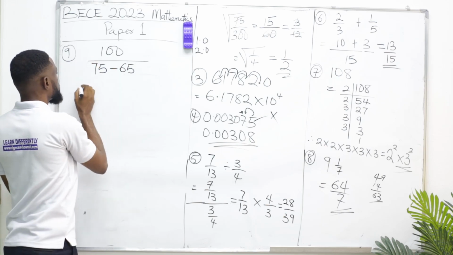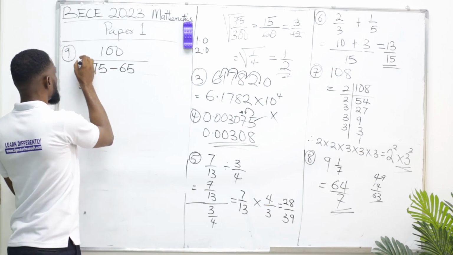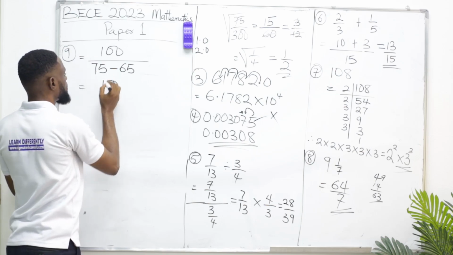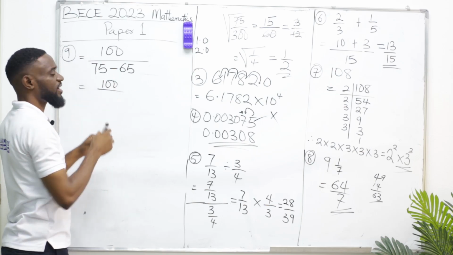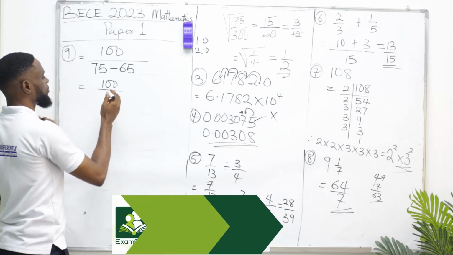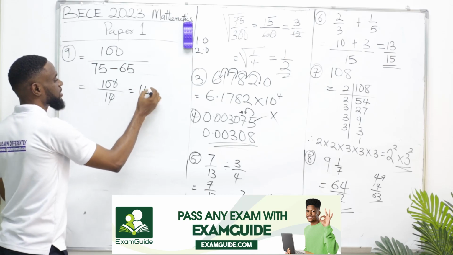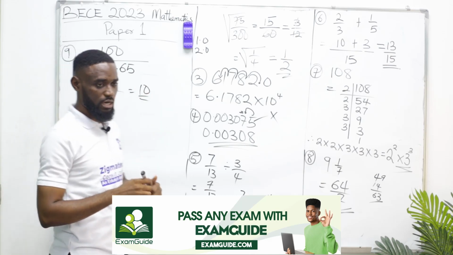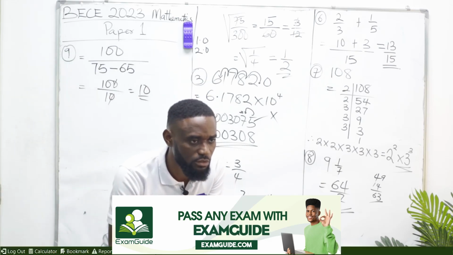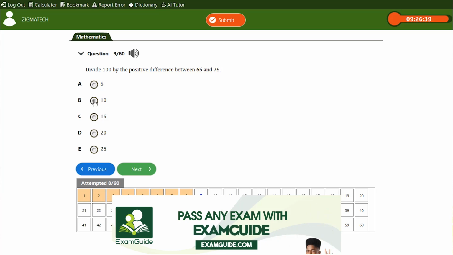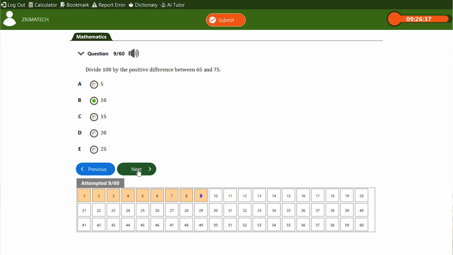Okay? So this will now be equal to 100 divided by 75 minus 65, which will give us 10. All right? So the answer is 10. So that is just straightforward. All right? The answer is option B. We move to the next.